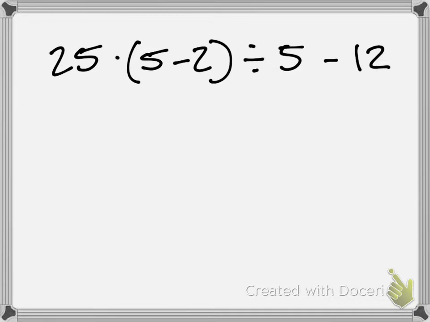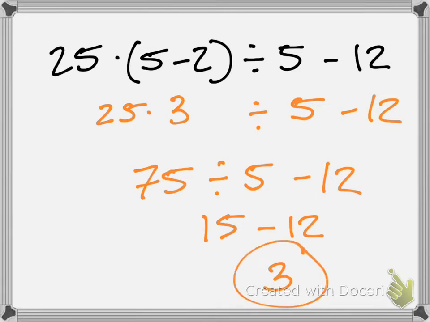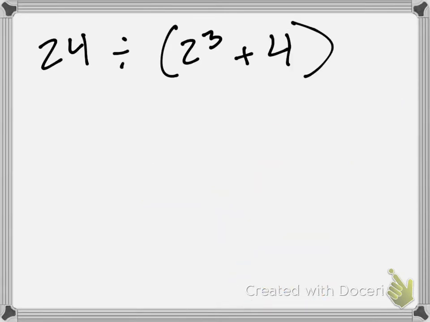Very quickly, I'm going to walk us through this just so we have time. 5 minus 2 is 3 times 25, divided by 5 minus 12. We go left to right when we have the same operations. 25 times 3, 75 divided by 5 minus 12. 75 divided by 5 is 15 minus 12. We get 3.